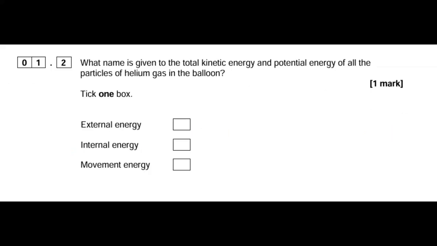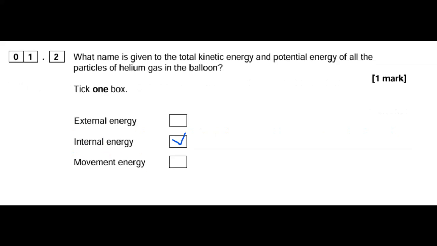Then we jump into the first multiple choice question of the paper, with the question being what name is given to the total kinetic energy and potential energy of all the particles of helium gas in the balloon. This is just something you need to remember, with the answer of course being internal energy, which you'd just tick the box and you'd get the mark. It's just something you need to remember, unfortunately.